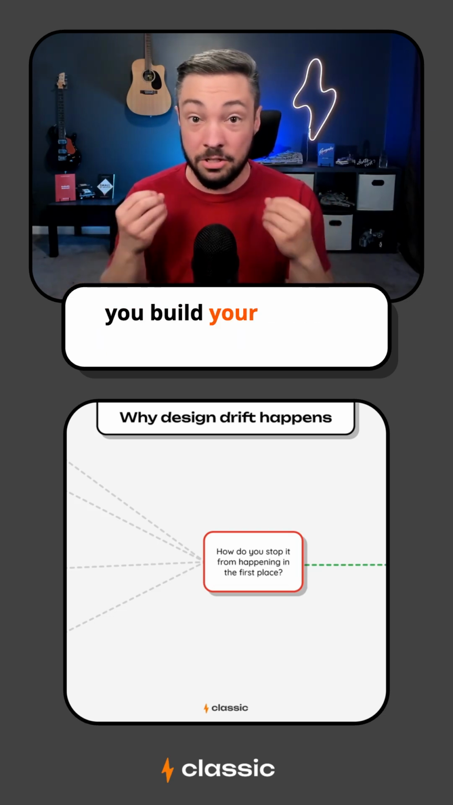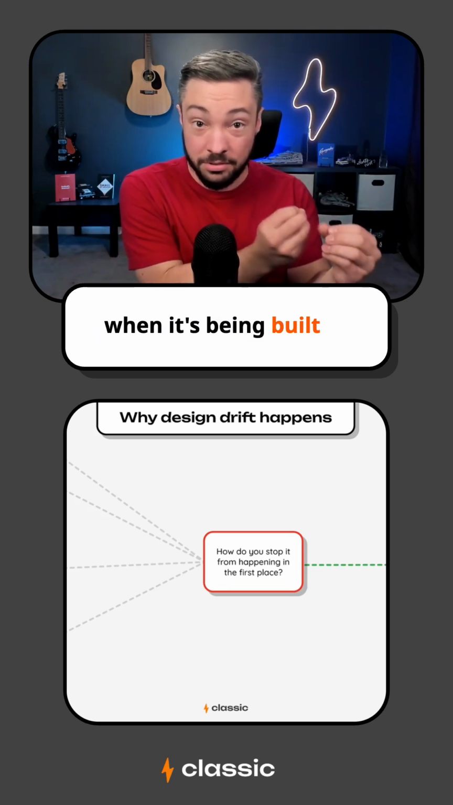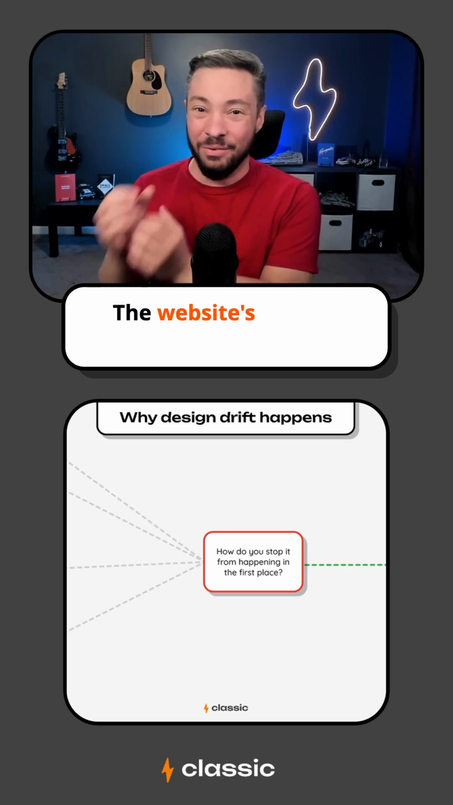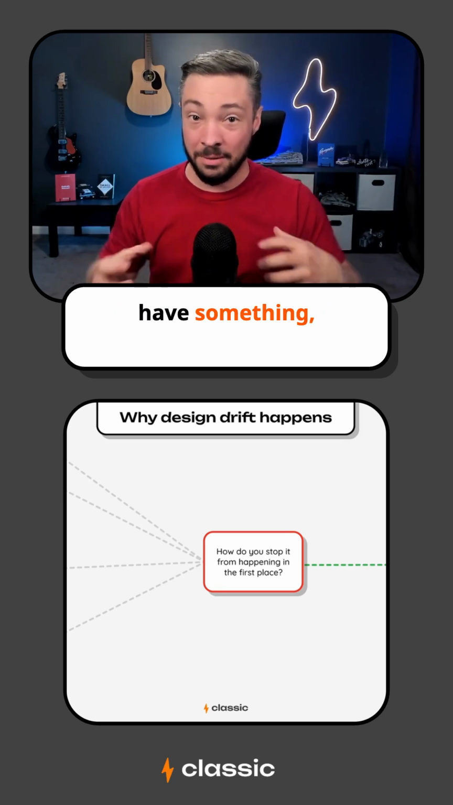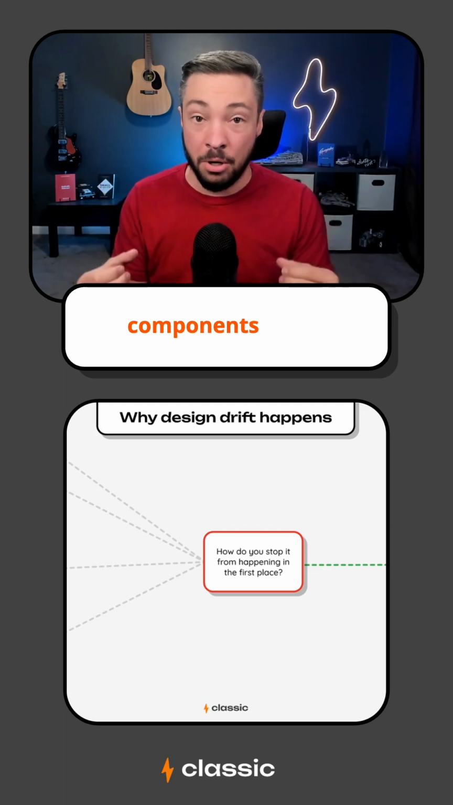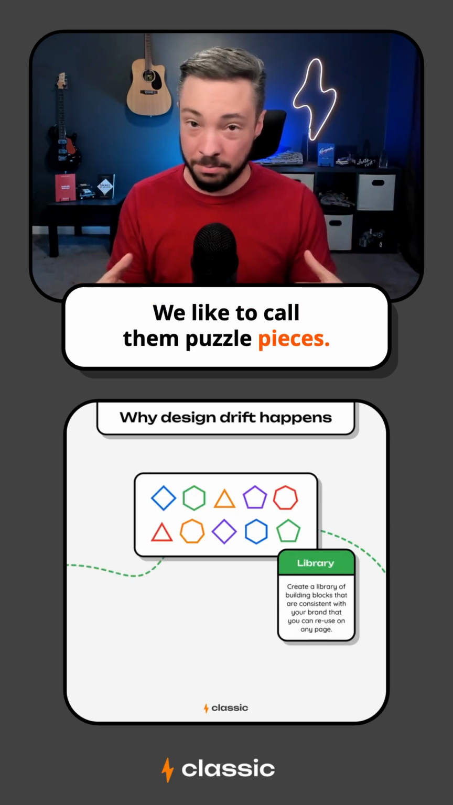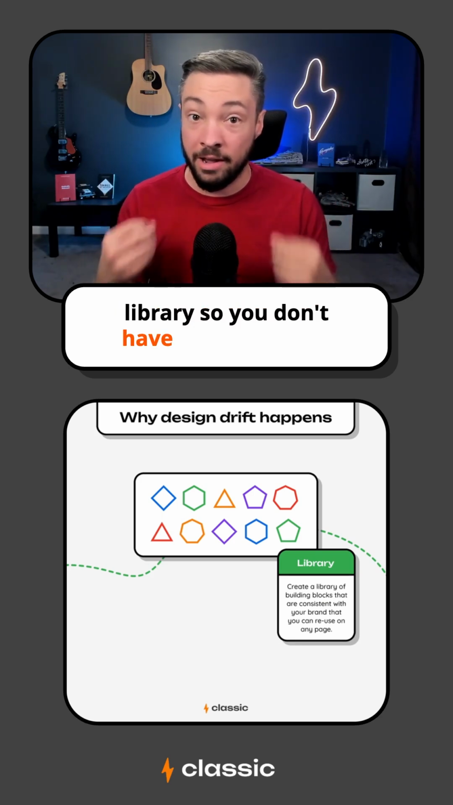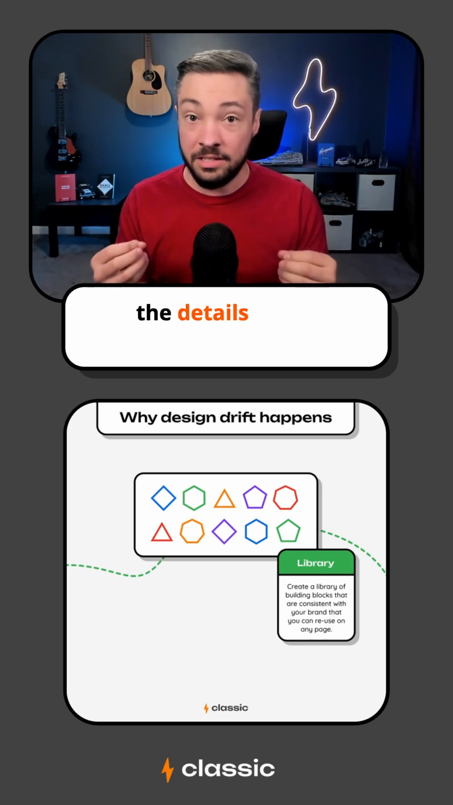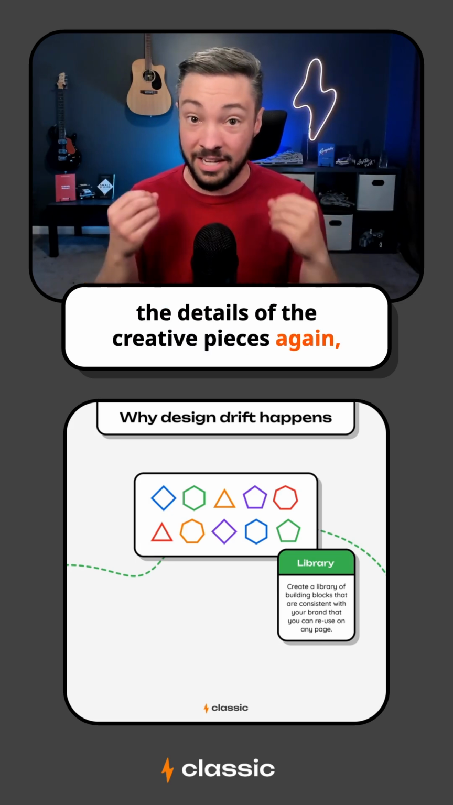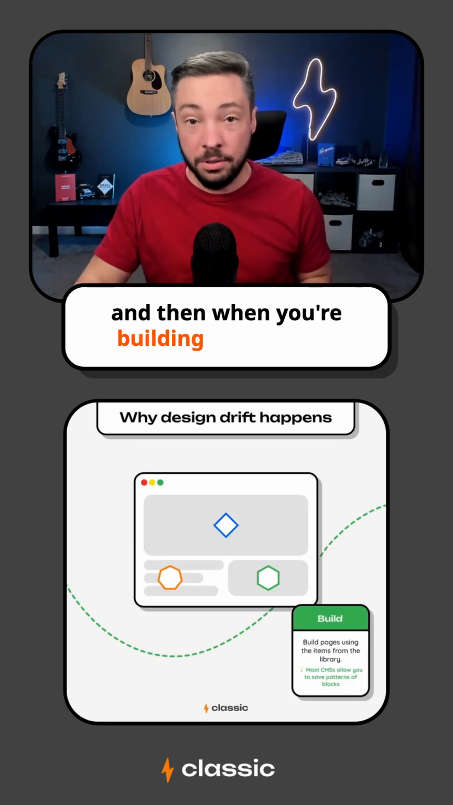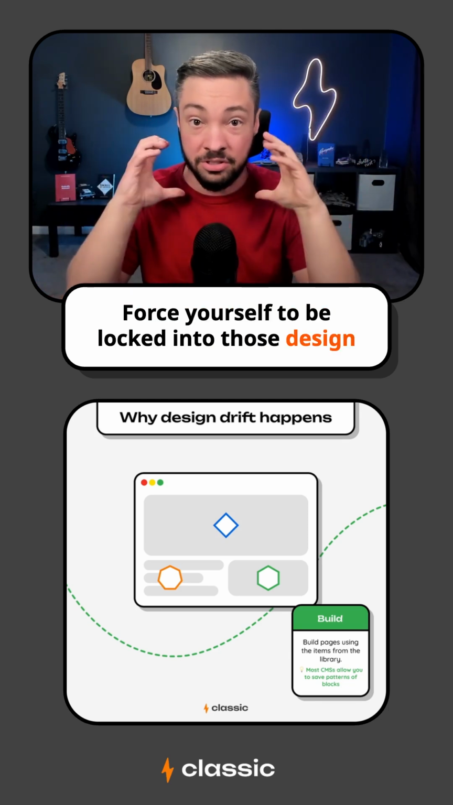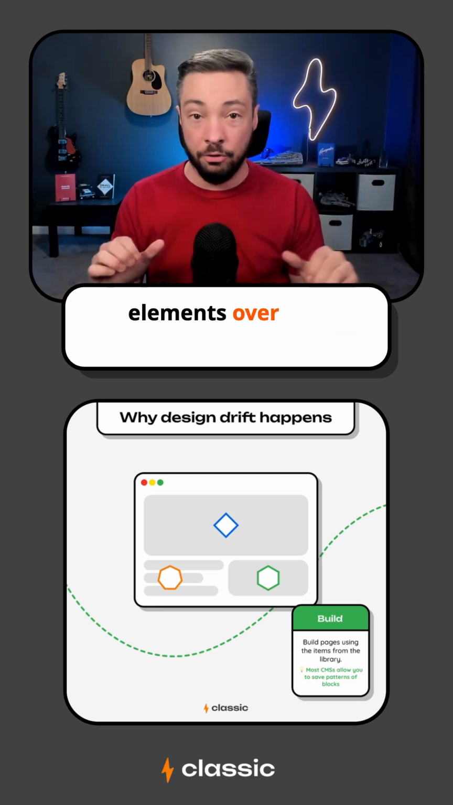Well, when you build your site, and you can actually do this when it's being built or when the website's already launched and you have something, save the different components away. Let's call them puzzle pieces. Once you've built them once, save them to a library so you don't have to think about the details of the creative pieces again. And then when you're building a new page, force yourself to be locked into those design elements over and over and over again.